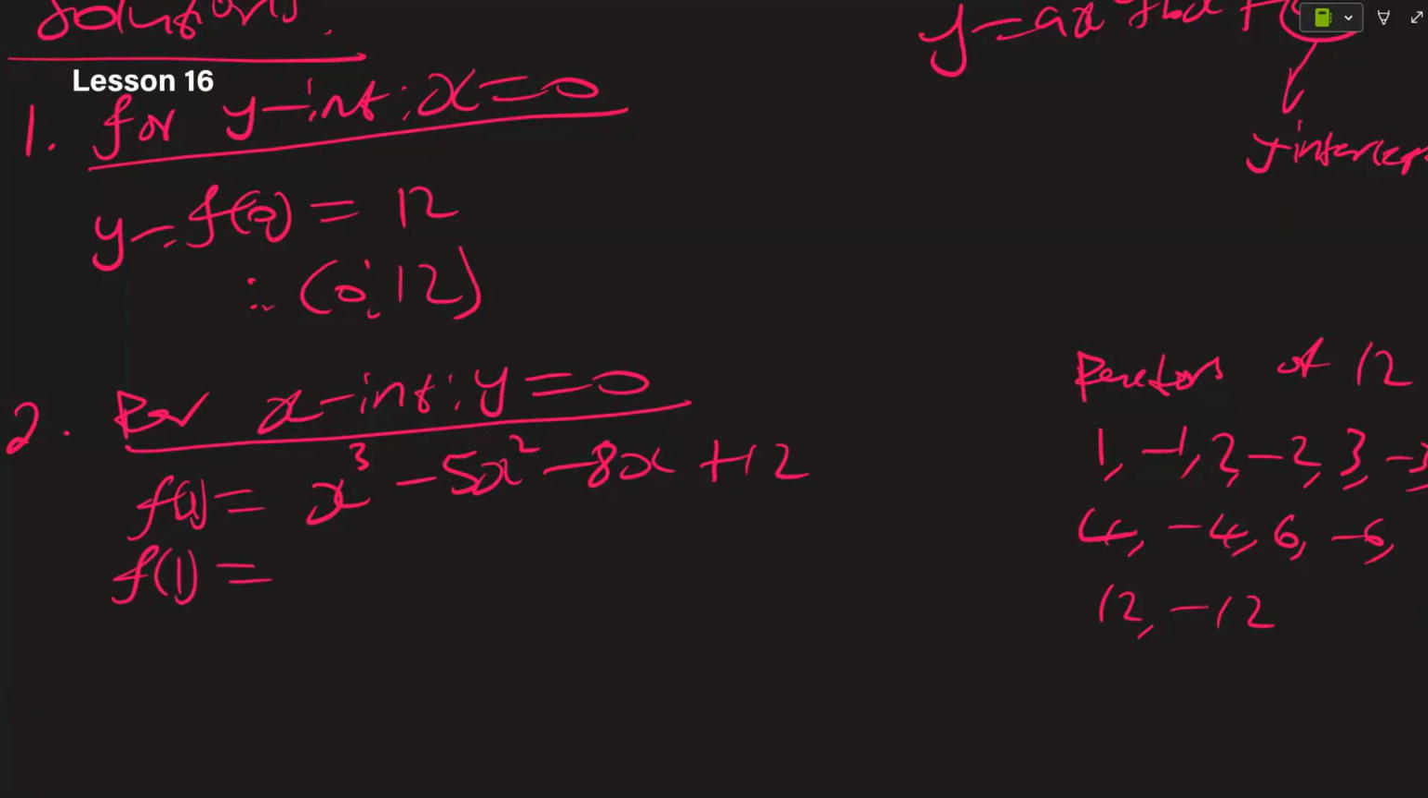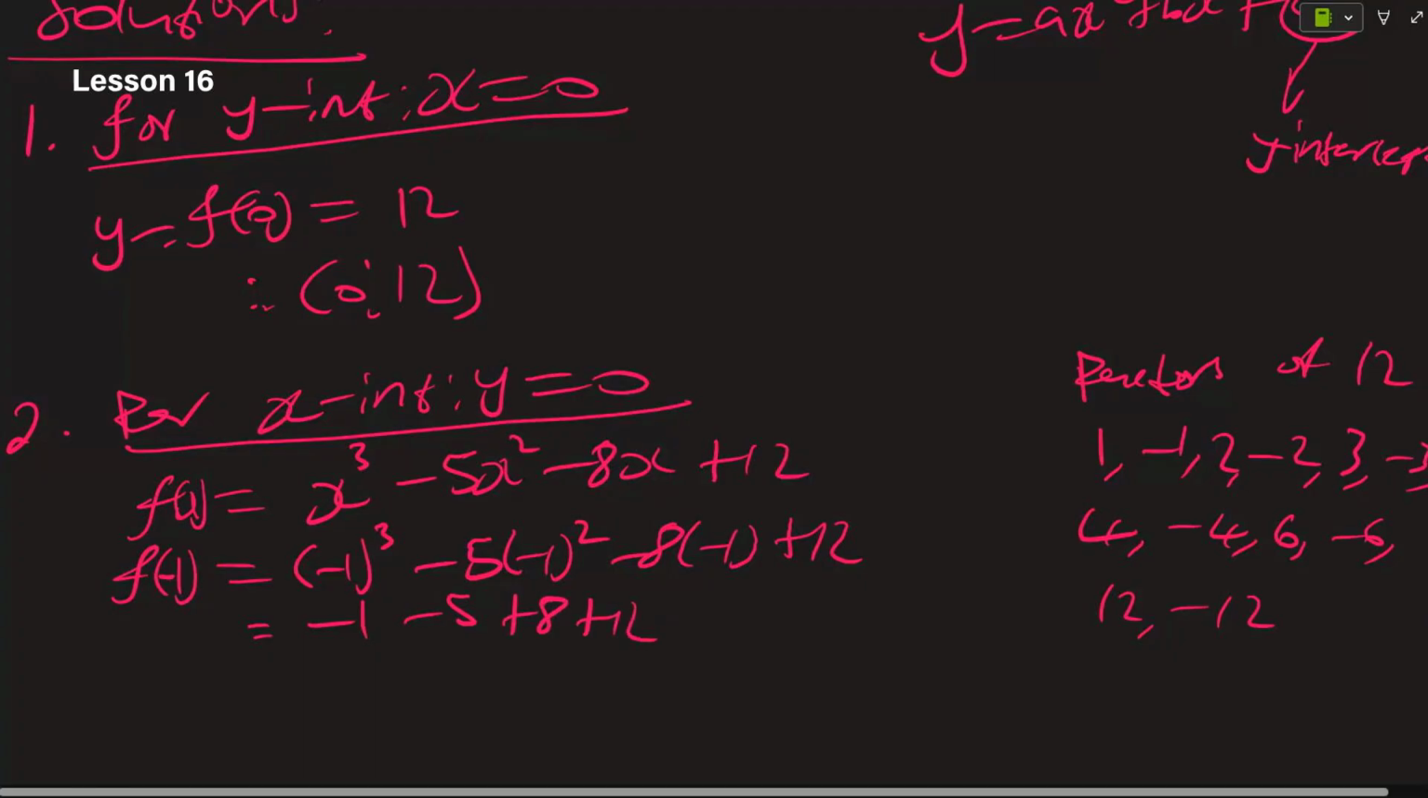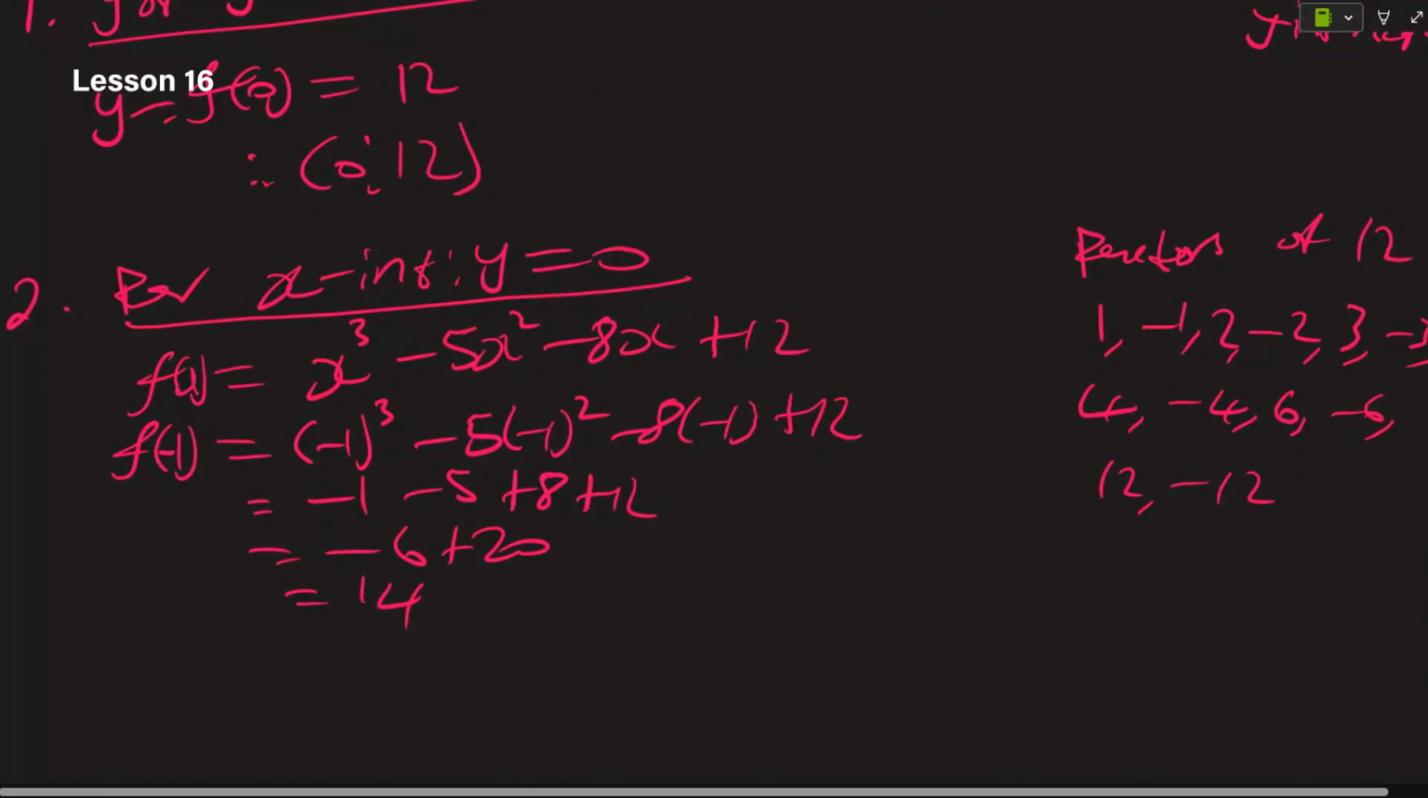So let's start with f at -1. So f at -1 is (-1) cubed minus 5 times (-1) squared minus 8 times (-1) plus 12. Now let's see what we got. This is -1 minus 5 plus 8 plus 12. So that's minus 6 plus 20, which is 14. Can you see that we are not getting 0? Therefore, -1 is not a factor of this function.